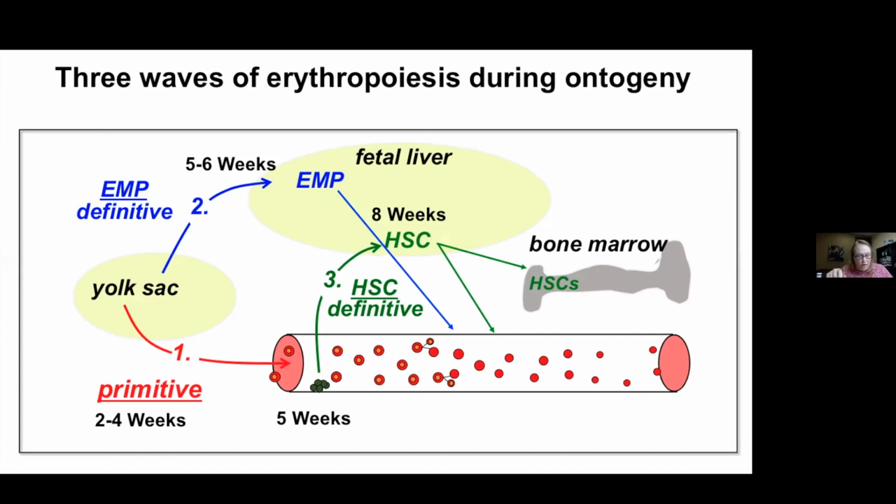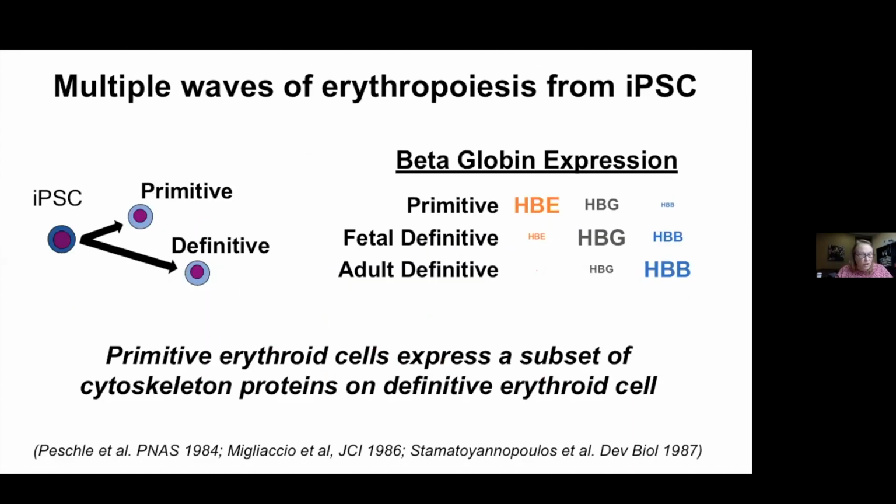make definitive erythroid cells. And then a few weeks later, they're followed by HSCs who have formed in vascular beds and also move into the fetal liver and also make definitive erythroid cells. Now, we know we can use the expression of beta globin genes to help distinguish these different types of erythroid cells. Primitive cells express mainly epsilon globin, or HBE, and definitive cells from either EMP or HSC express predominantly gamma globin, HBG. And then in the adult, the HSC switches to using beta, or HBB.